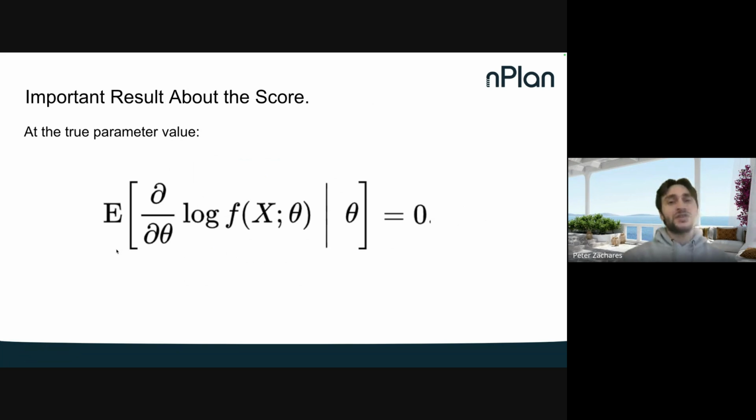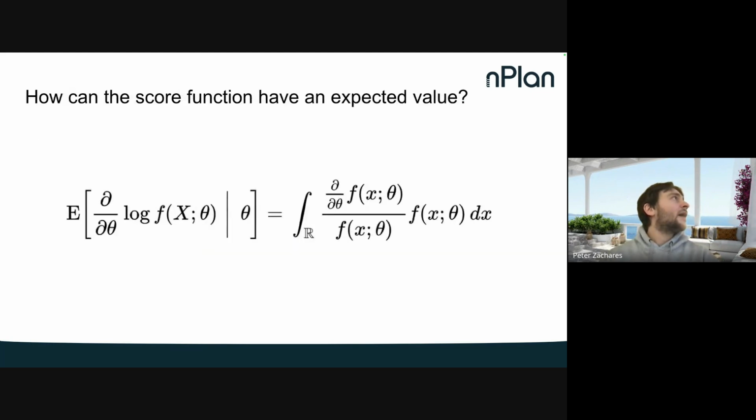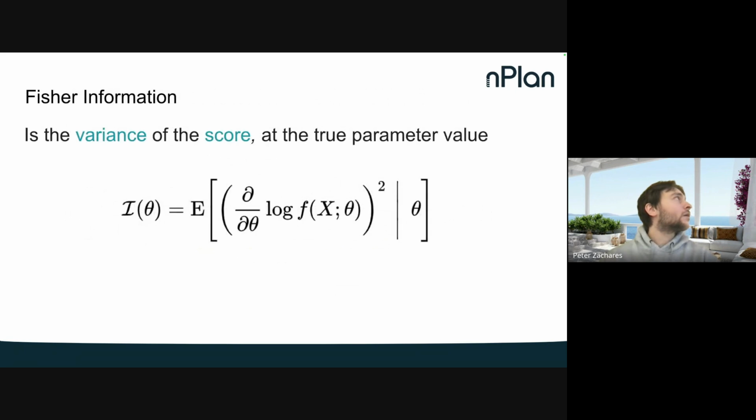One of the results underlying the Fisher information is that the expected score at the true parameter value is equal to 0. And then, as we said, the Fisher information is the variance of the score. It's actually the variance of the score at the true parameter value. So if you know the true parameter value and you calculate the variance, then you get the Fisher information.